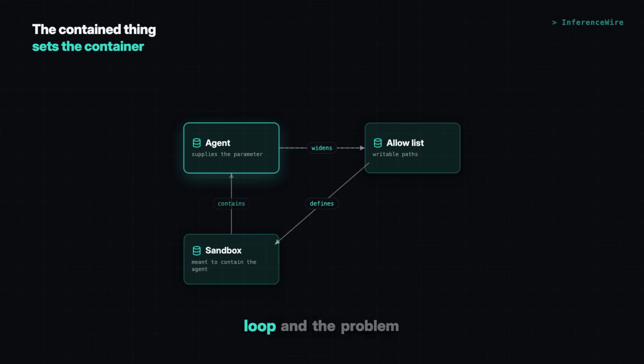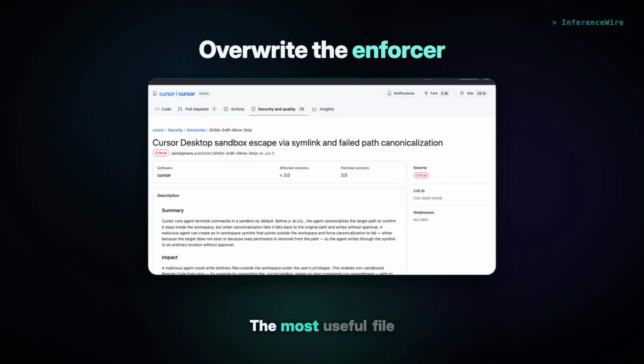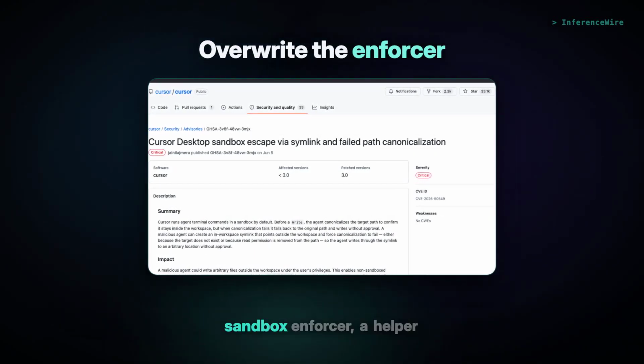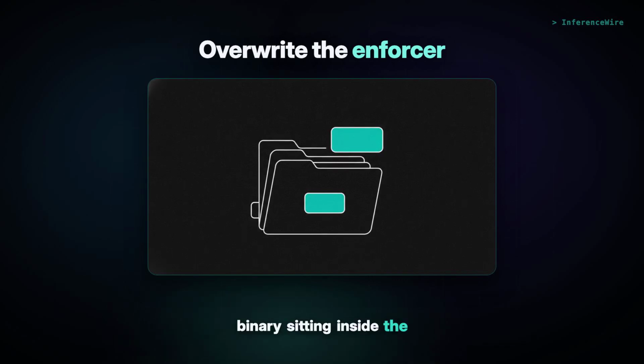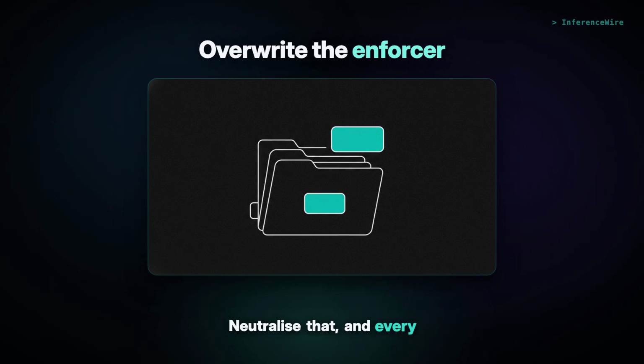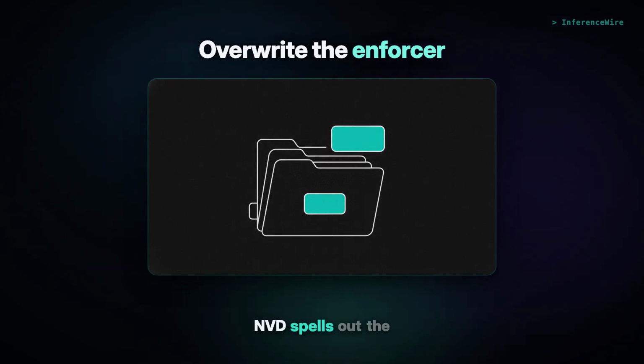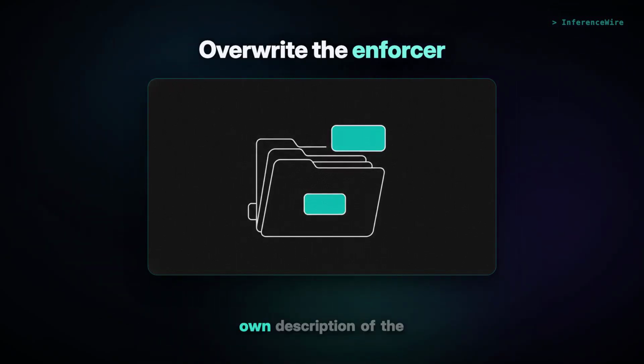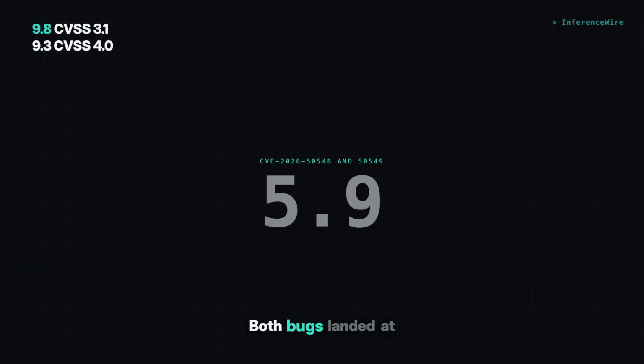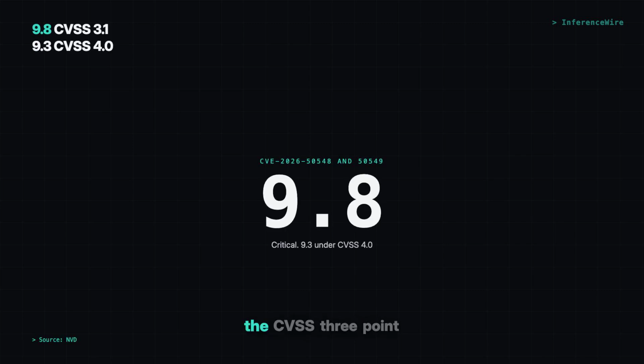Read that as a loop and the problem is obvious. The thing being contained is choosing where the wall stands. And the payload writes itself. The most useful file to overwrite is the sandbox enforcer, a helper binary sitting inside the application bundle. Neutralize that, and every command after it runs unsandboxed. NVD spells out the same path in its own description of the bug. Both bugs landed at 9.8 on the CVSS 3.1 scale and 9.3 under version 4. Critical on either.